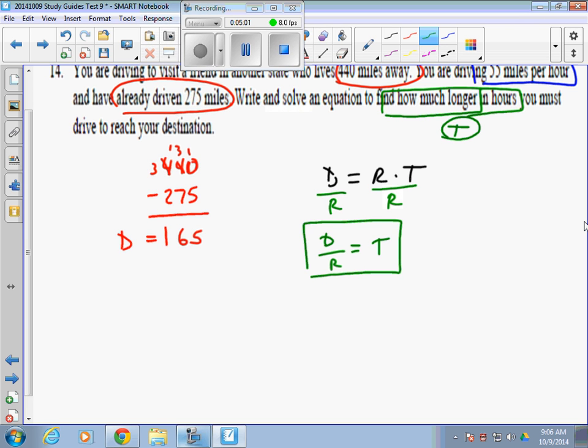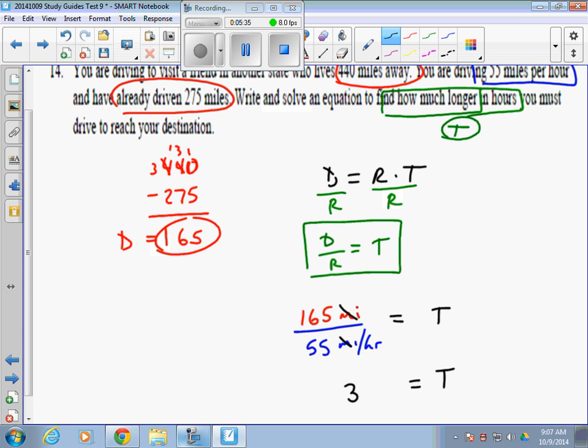So our distance, we said our new value was 165 miles. Our rate, they told us right away, was 55 miles per hour. Miles cancels out miles. Notice we have one thing left, hours. That's correct. That's what we're trying to get. That's a time measurement. So 165 divided by 55 is going to be our t. So our time is going to be 3. And again, the only unit left over is hours.